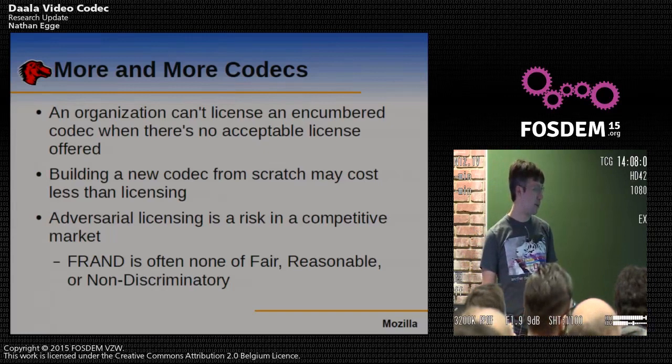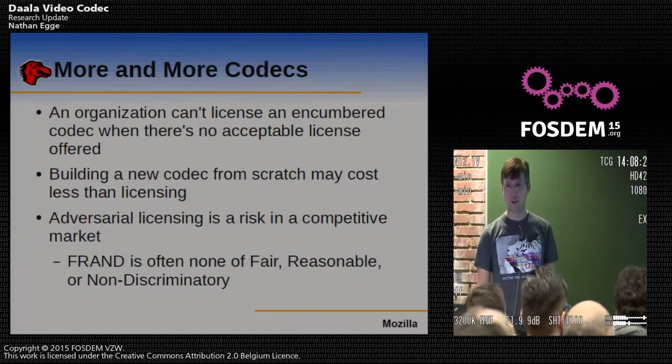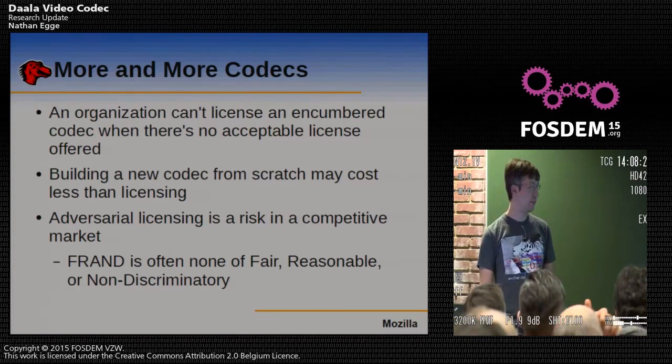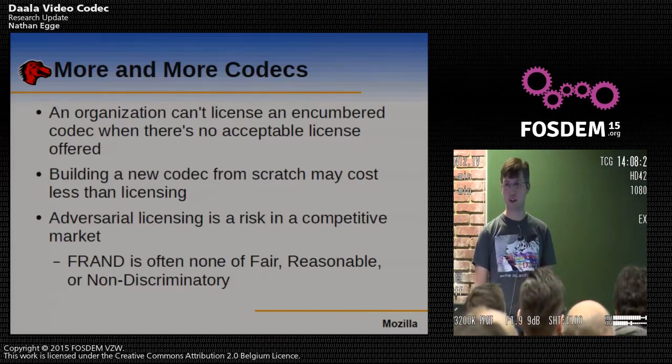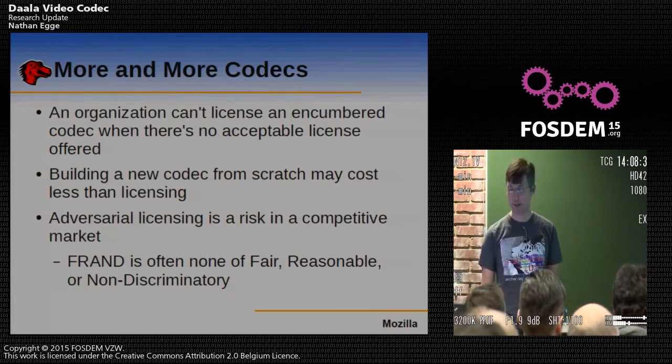And FRAND is often none of fair, reasonable, or non-discriminatory. There was an FTC hearing in June of 2011 where the intellectual property advisor for a large networking company said that FRAND meant she had to call and sign an NDA before she could get licensing terms. And if she's under NDA, she can't talk to other people about their licensing terms for the same technologies. How is this possibly reasonable and non-discriminatory?